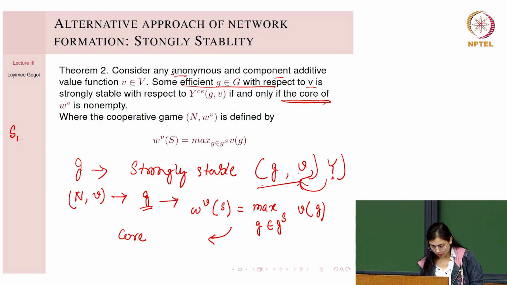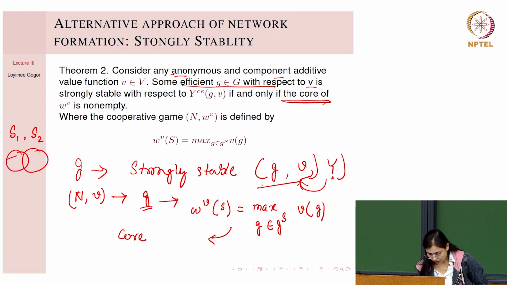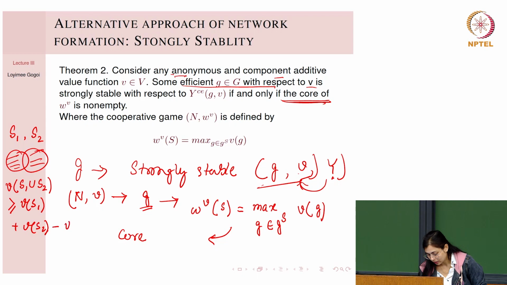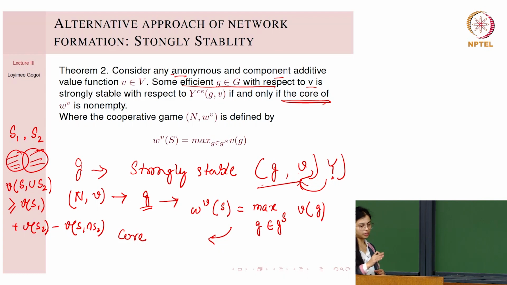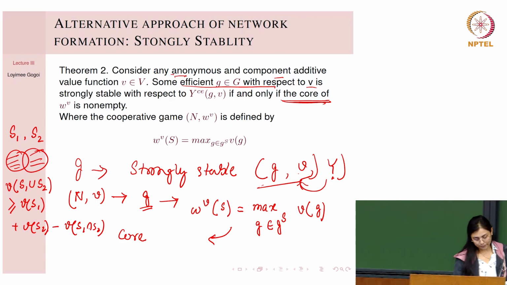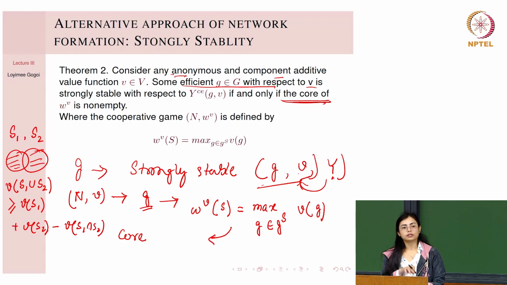Suppose S1 and S2 are two coalitions. They might be disjoint or not. Then their total worth should be greater than or equal to their individual worth minus the worth of their intersection. I only mentioned this theorem, that for a convex game the core is non-empty.